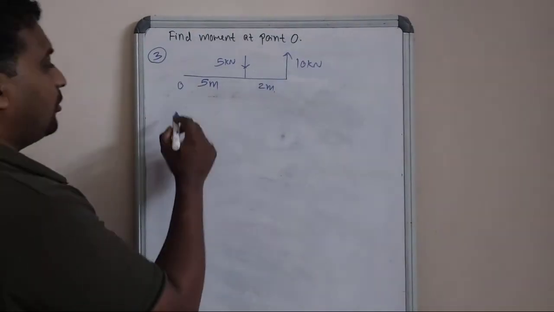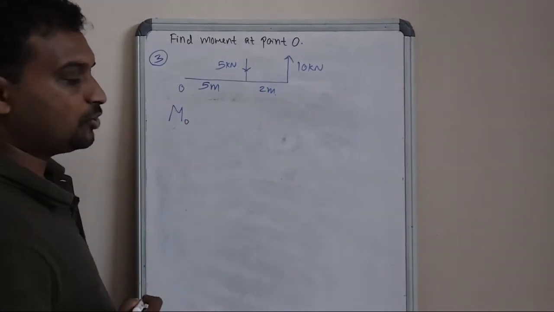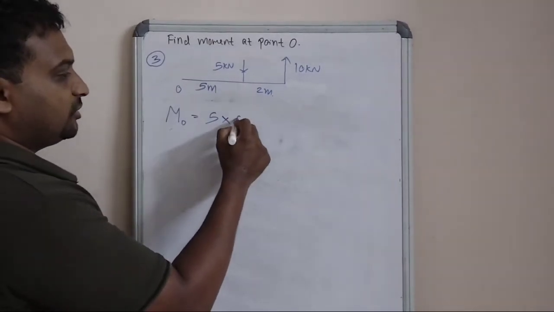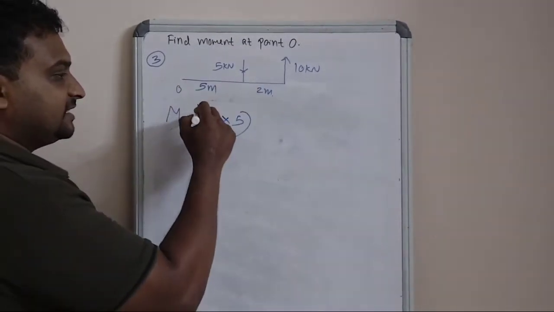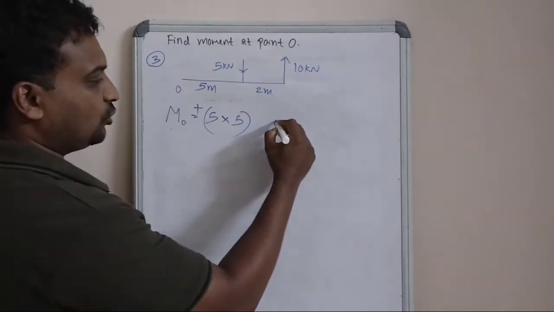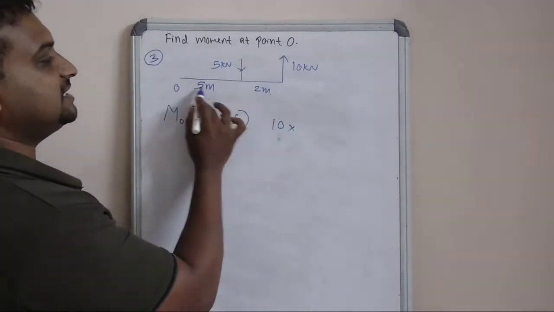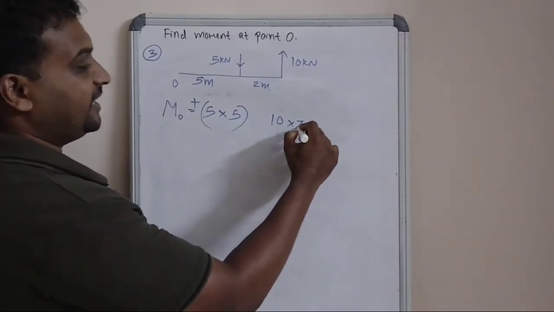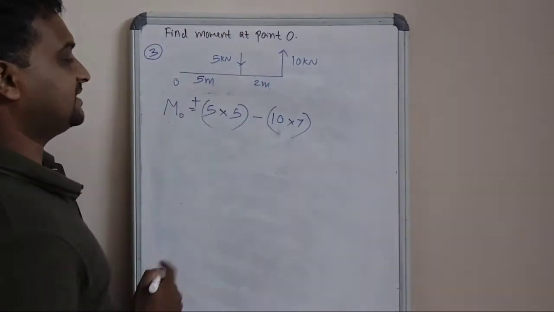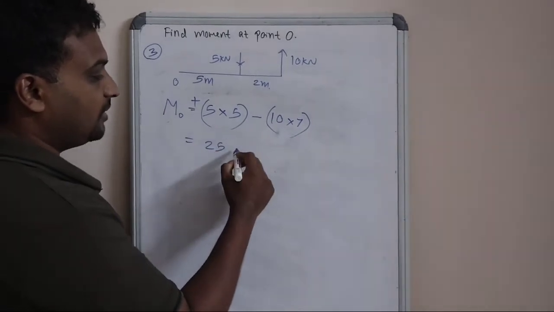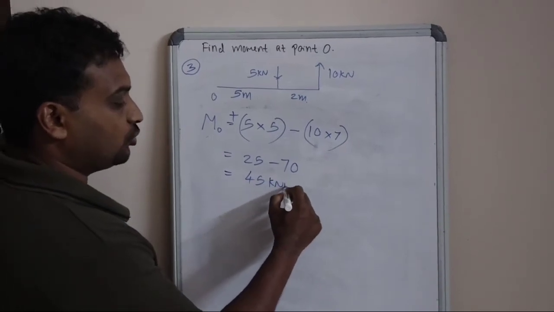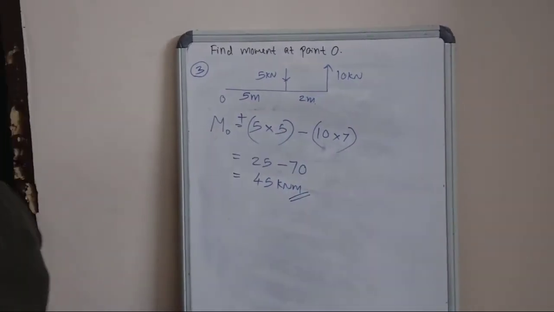Then the third case, moment at O, that is MO, the moment acting at point O. MO is equal to 5 kilonewton, right? The first force is 5 into perpendicular distance 5. It is in clockwise direction, therefore it is taken as positive. Then the second force is 10 kilonewton, 10 into its perpendicular distance 5 plus 2, 7. What about the sign? It is in anti-clockwise direction, therefore minus, which is equal to 25 minus 70, which is equal to minus 45. What about the unit? Kilonewton meter.